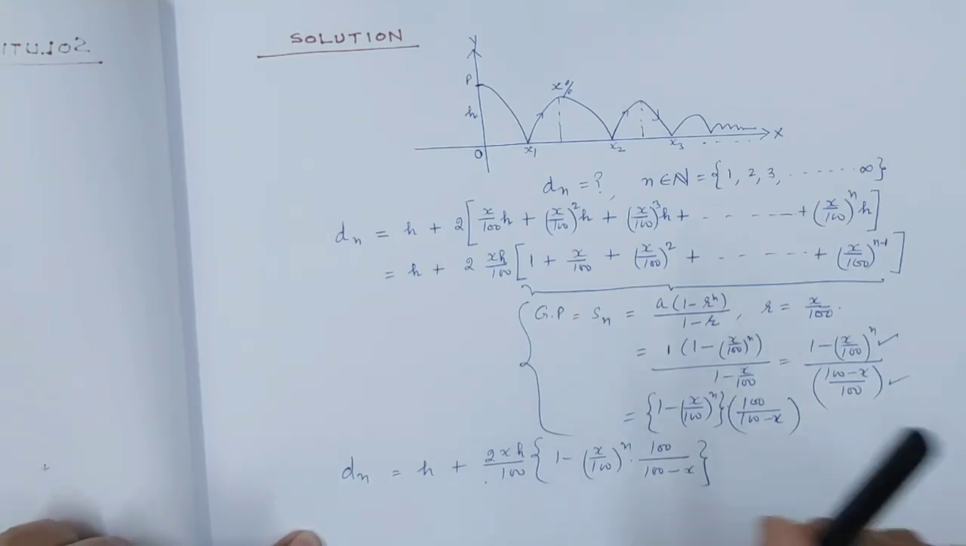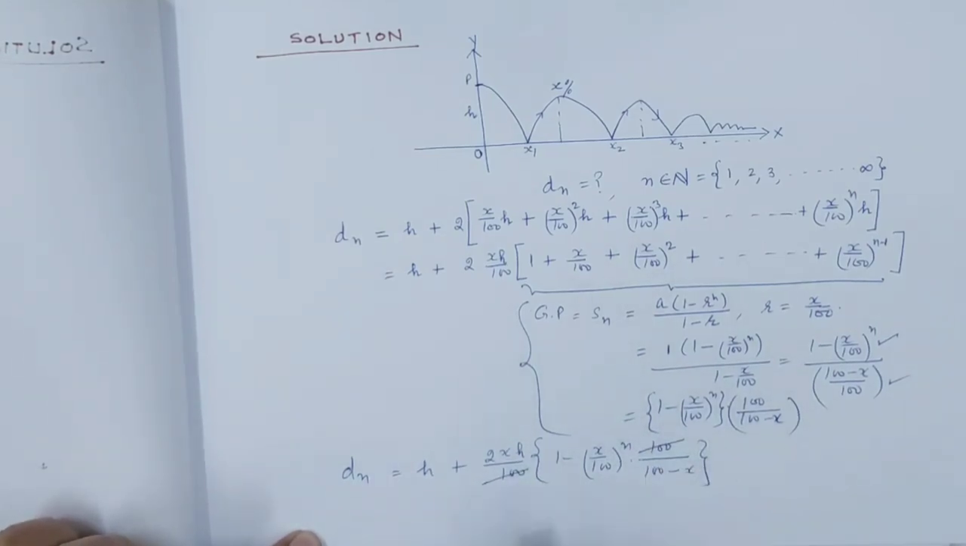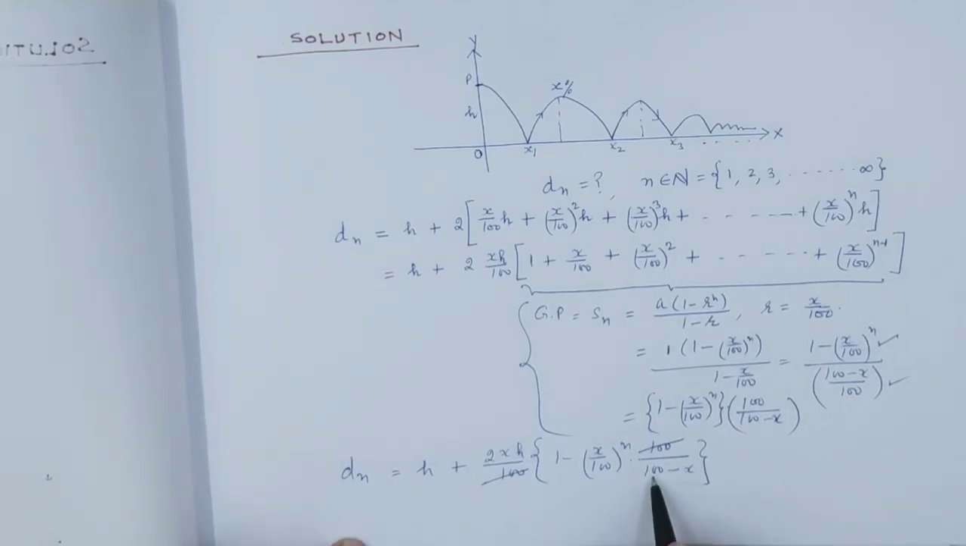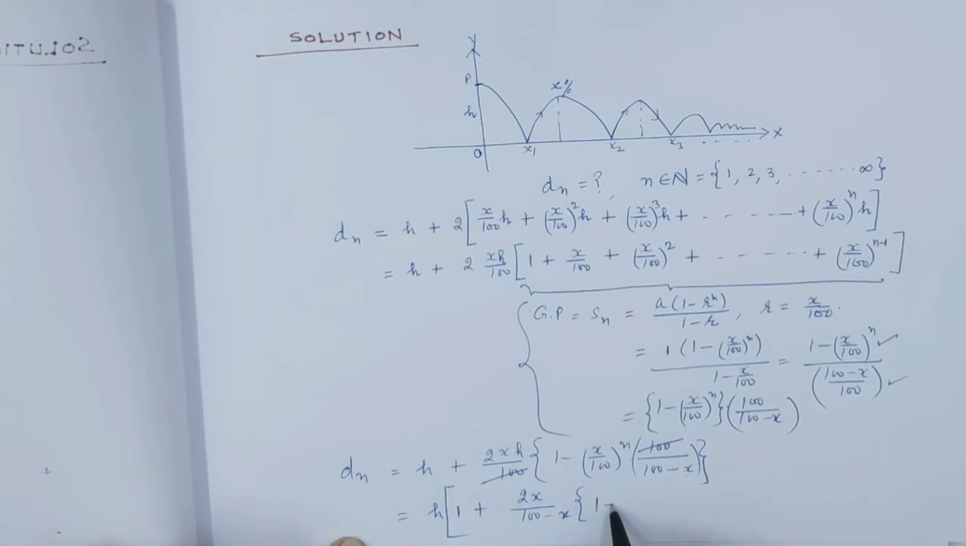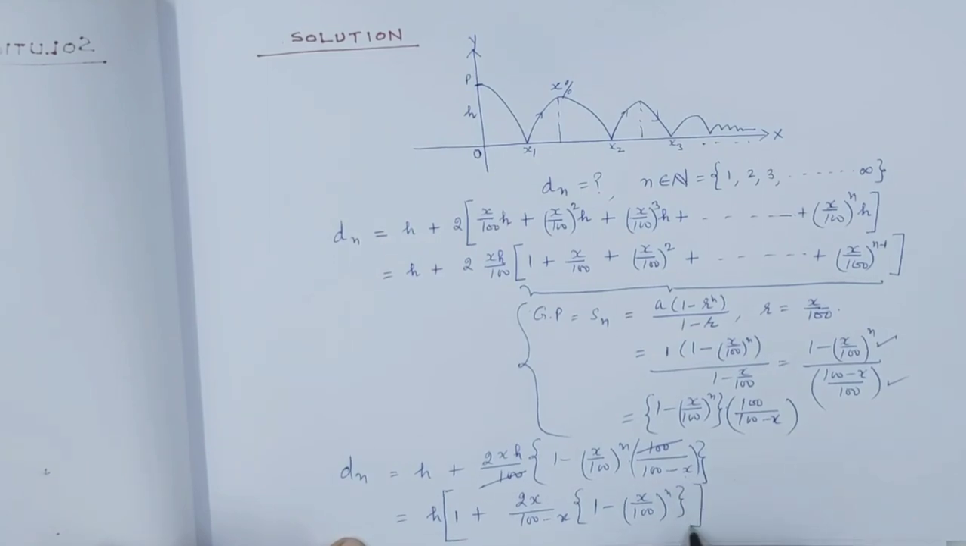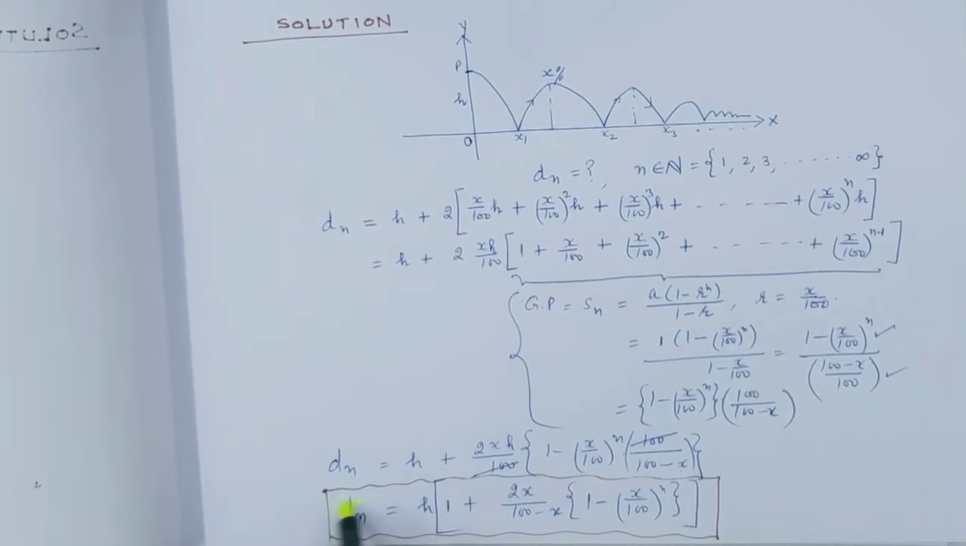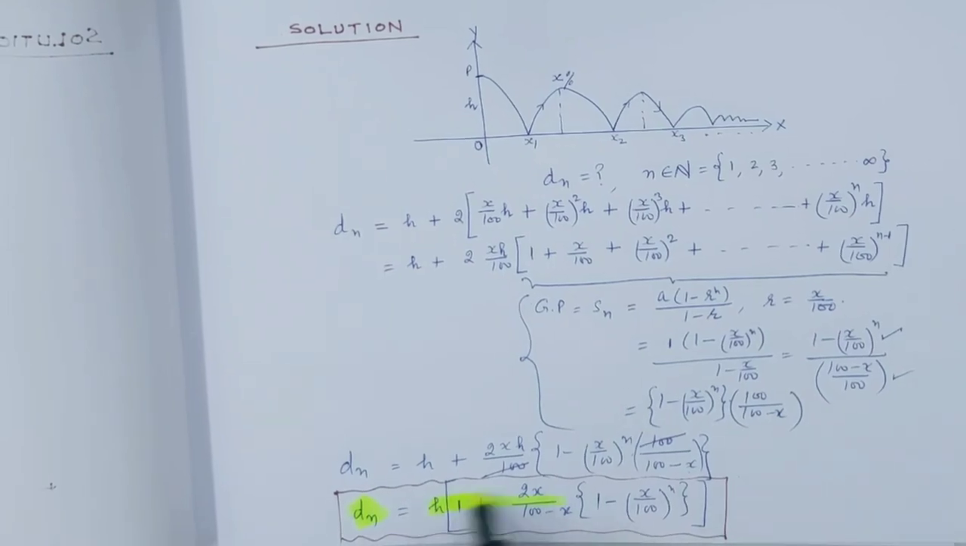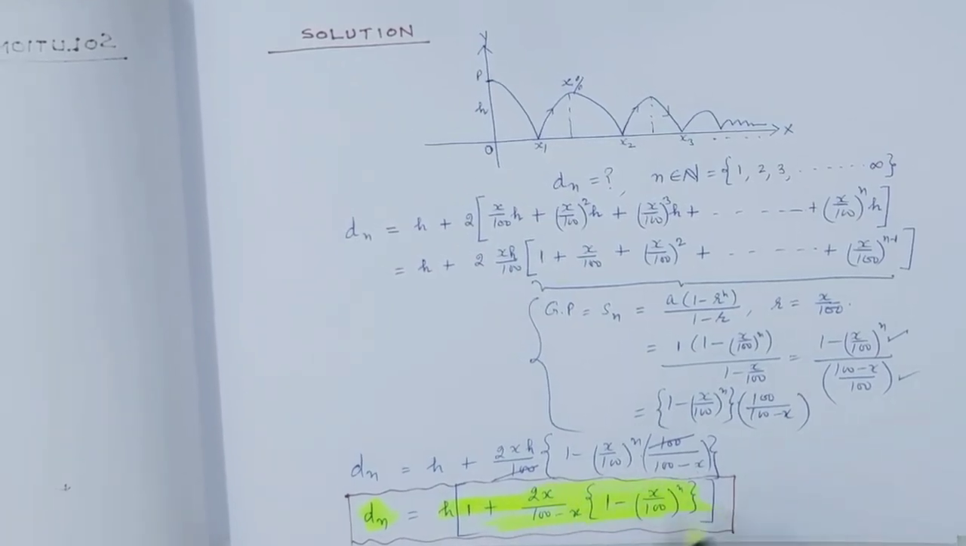This 100 cancels with this 100. What we are left with is 100 minus x, we can take common and write it like that. h is again common, square bracket starts with 1 plus 2x upon 100 minus x, square bracket 1 minus x upon 100 raised to power n. This is the distance traveled by the ball.